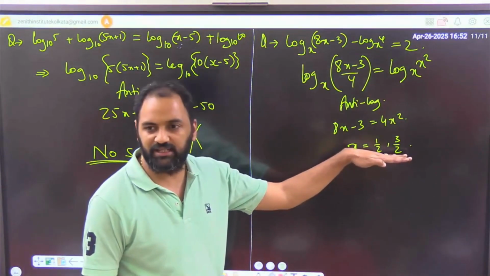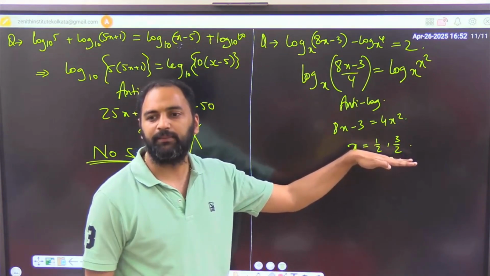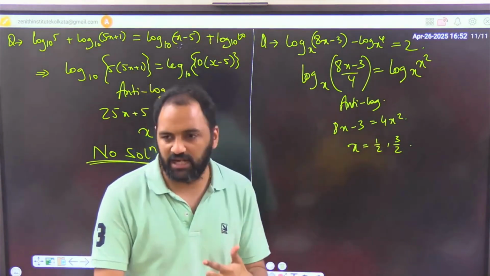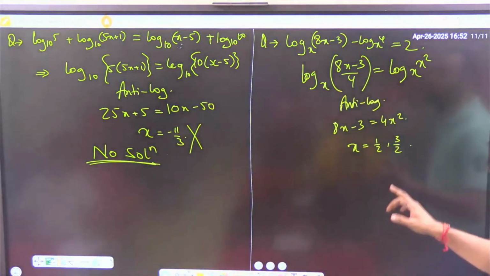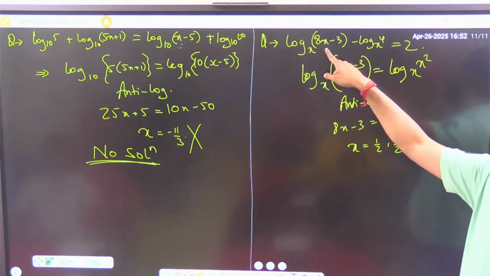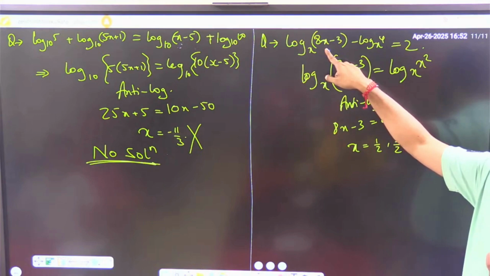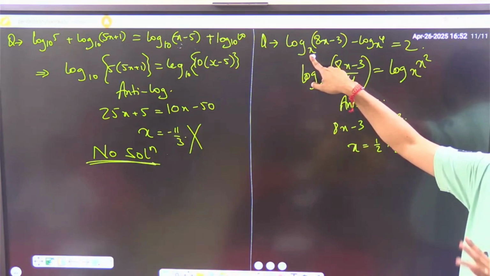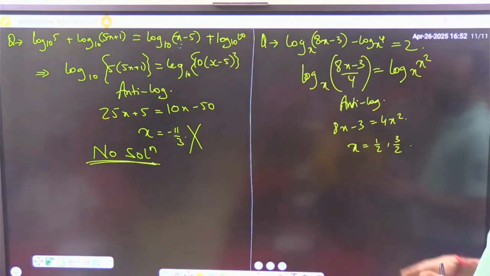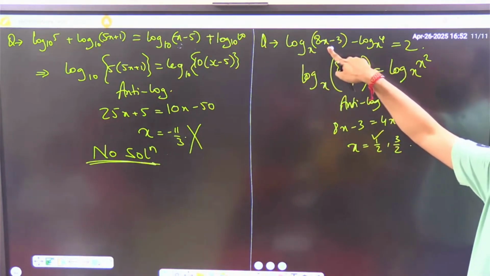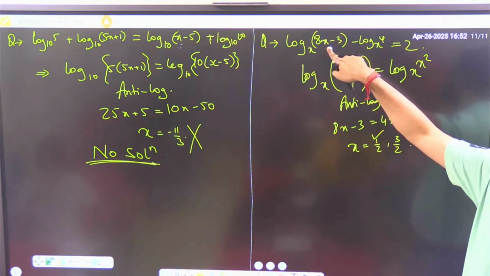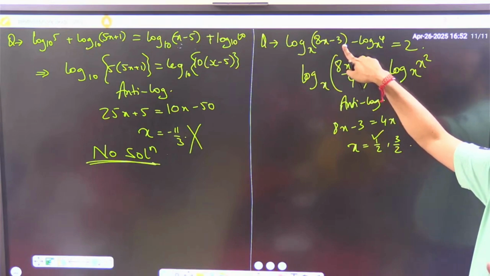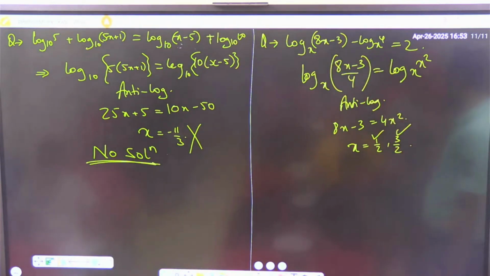Is everyone able to reach till this step? Half and 3 by 2. Okay, then we start the verification step. x is equal to half. If we plug that over here, 8 into half is 4, 4 minus 3 is 1, positive, not an issue. The base x equal to half is positive, not an issue there as well. So half is valid. Again, 3 by 2: 12 minus 3 is positive, and here also positive. So in this case, both the values are valid. So x equal to half and 3 by 2, both are valid.